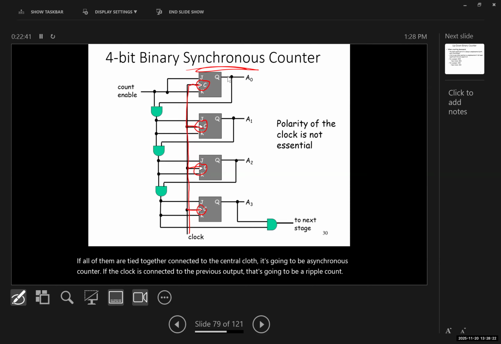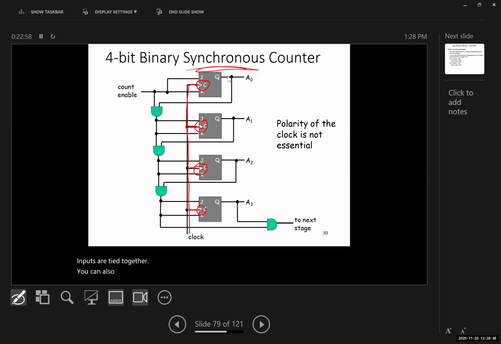Now again, the only input that we have here is the count enable, and then the output is connected to the AND and the next inputs. The J and K inputs are tied together. You can also replace this with the T flip-flop. And the outputs are A0, A1, A2, and A3. The polarity of the clock is not essential here.